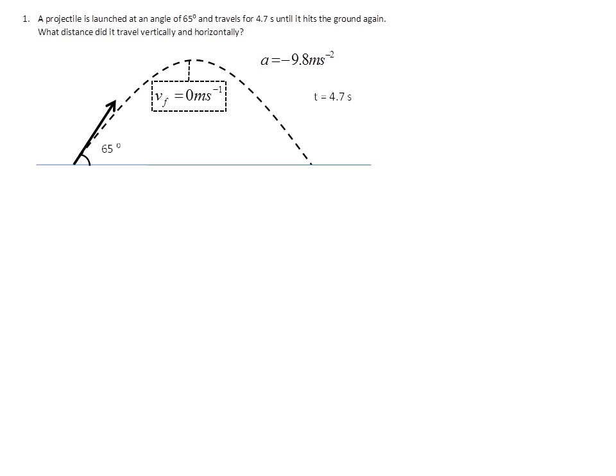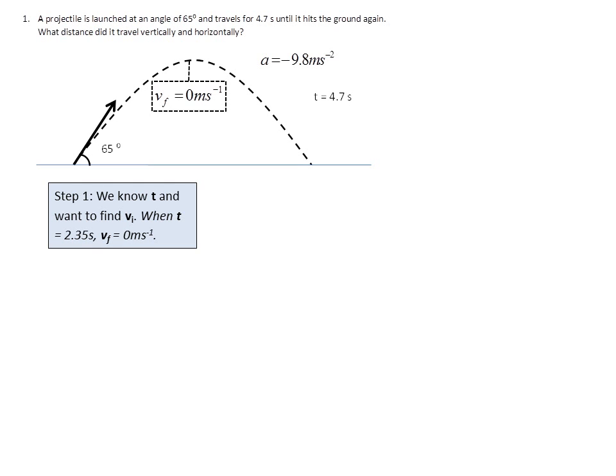So knowing the acceleration and knowing the final vertical velocity, we also know the time, 2.35 seconds, because it's half of the total time. When final velocity equals 0, half the total time is 2.35. So knowing those three bits of information, we can use this equation here and we can find out the initial velocity. So we're always looking for an equation where there is one unknown that we want to find out and we know the other three things.